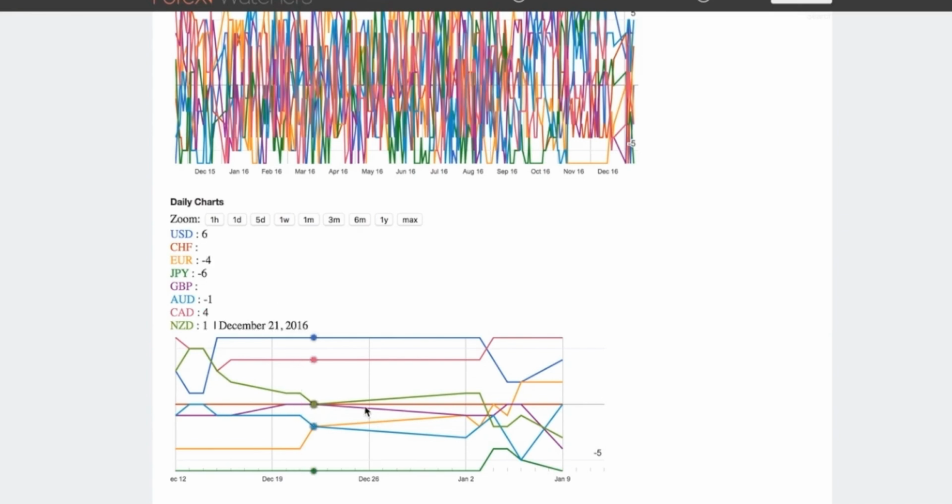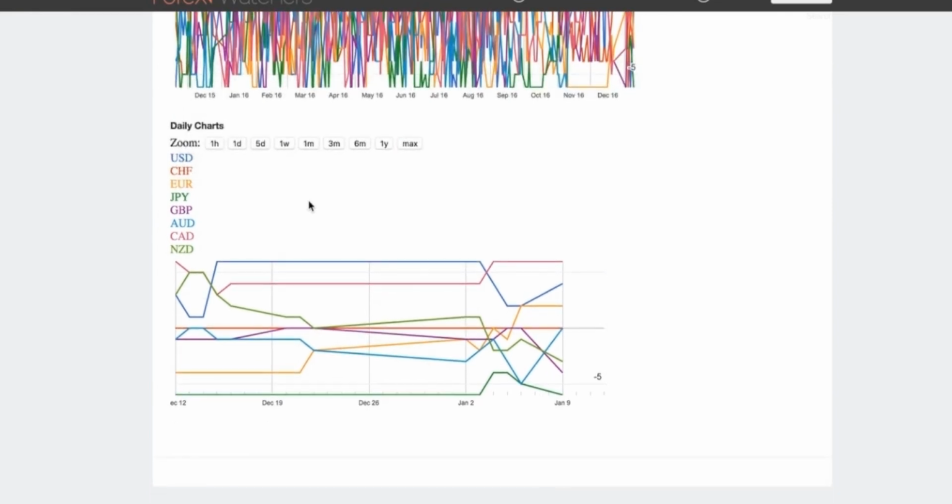So let's take an example here. If I come out to the daily charts area here, this is updated once a day, and I come down and I say, okay, I want to see 1 month of data or 3 months, and I pick a random day. So let's say I go with this spike here. I go to December 14th, 2016. Okay, in December 14th, 2016, I see CAD being a +5.